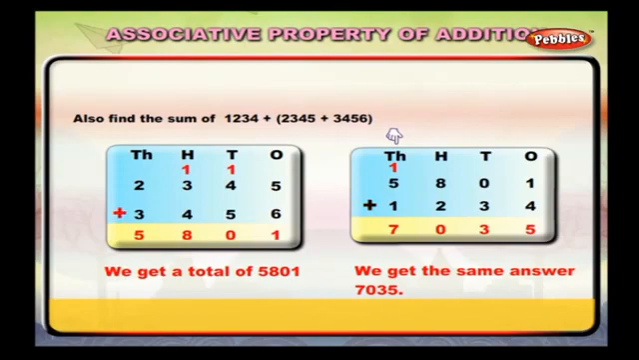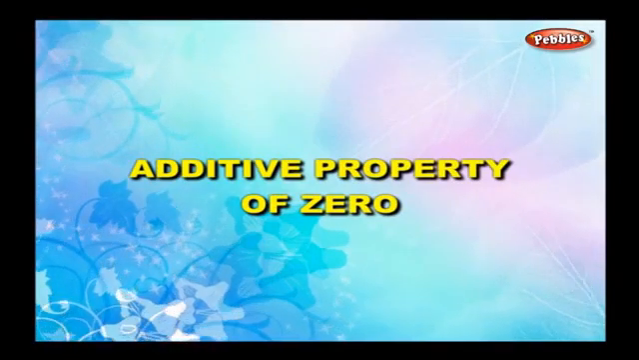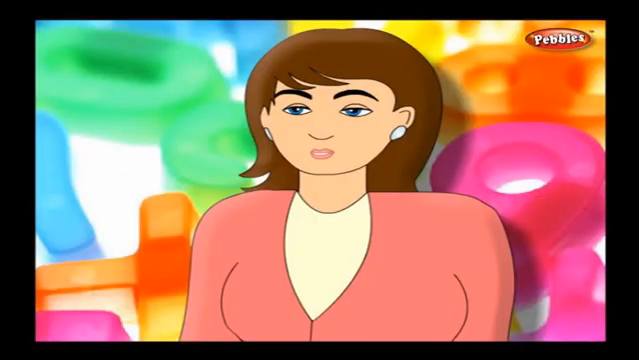We get the same answer, 7,035. Additive property of 0. 0 has got no value. So, when you add 0 to a number, the sum is the number itself.